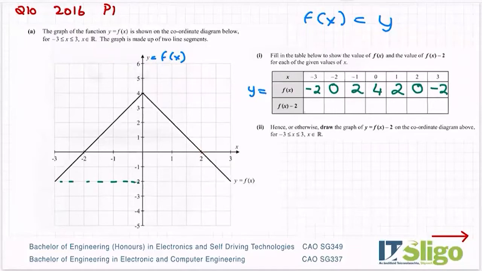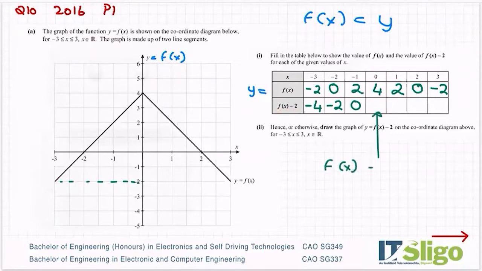The next one says f of x take away 2. So if we go minus 2 and we take away 2 more, you'll end up over at minus 4. 0 minus 2 is minus 2. 2 minus 2 is 0. So what am I doing in all of these? Let me show you what I'm doing for this one.